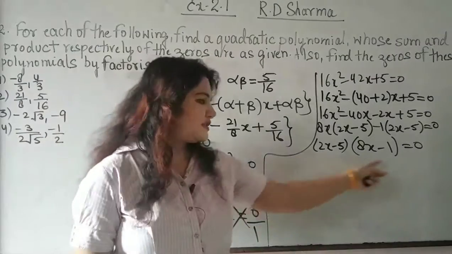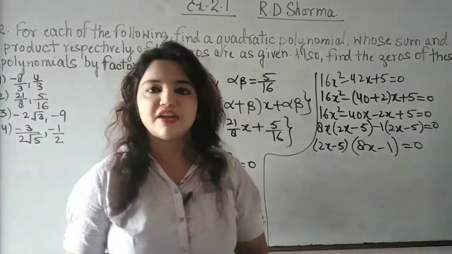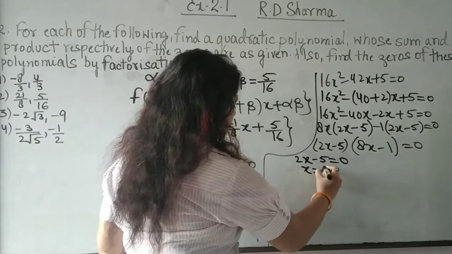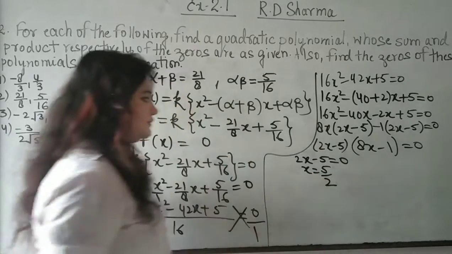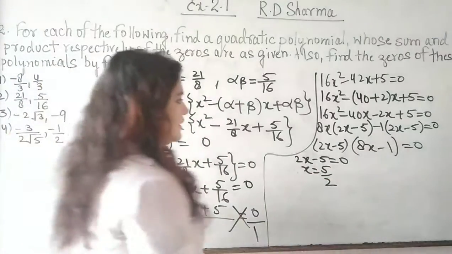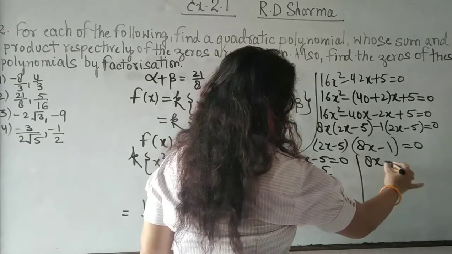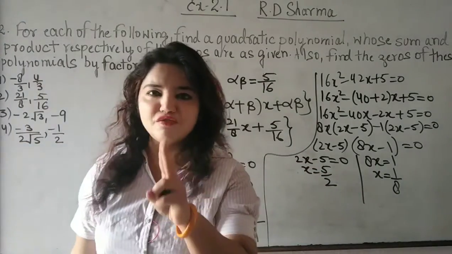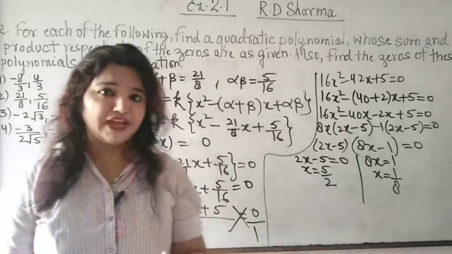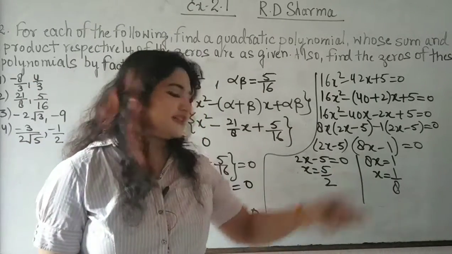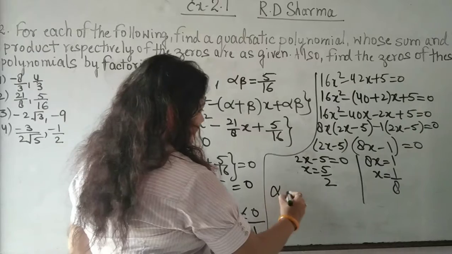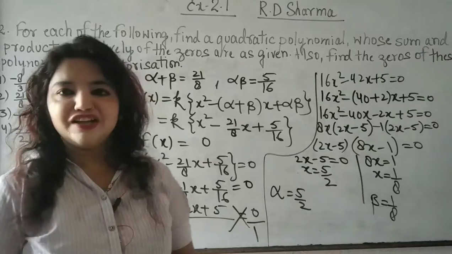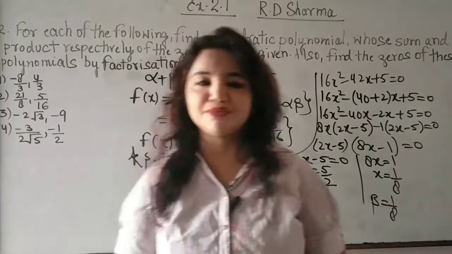So now either this is equal to 0 or this is equal to 0. So I am taking 2x minus 5 is equal to 0. That means x is equal to 5 by 2. And now if I take 8x minus 1 is equal to 0, so 8x is equal to 1, x is equal to 1 by 8. So we have got two values of x, or we can say two zeros we have found out: x is equal to 5 by 2, x is equal to 1 by 8. We can write alpha is equal to 5 by 2 and beta is equal to 1 by 8. So this way we have found out the zeros of this polynomial.